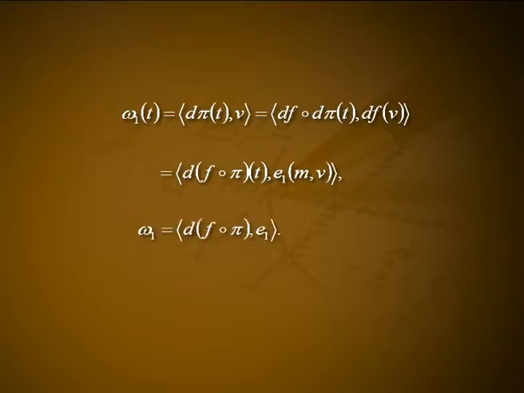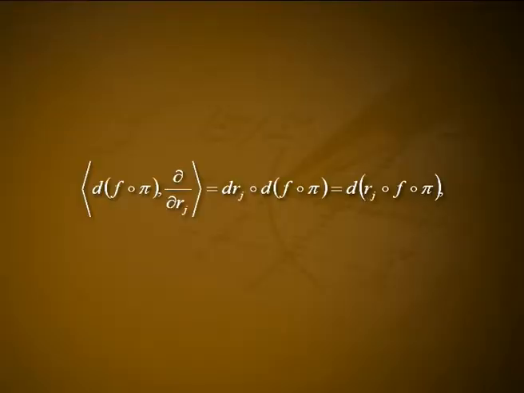So, ω1 is equal to ⟨d(f∘π), E1⟩, and similarly ω2 is equal to ⟨d(f∘π), E2⟩. Also note that the component of d(f∘π) in each rj direction is the exterior differential of a function, namely ⟨d(f∘π), ∂/∂rj⟩ is equal to d(rj)∘d(f∘π), which is equal to d(rj∘f∘π). So that d(d(f∘π)) is equal to 0, where the exterior derivative of a 3-tuple of forms is computed componentwise.